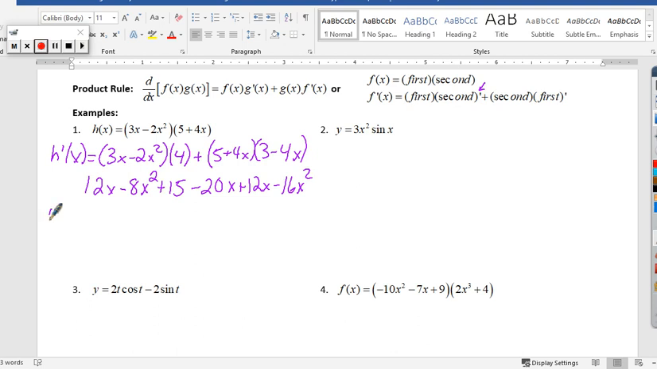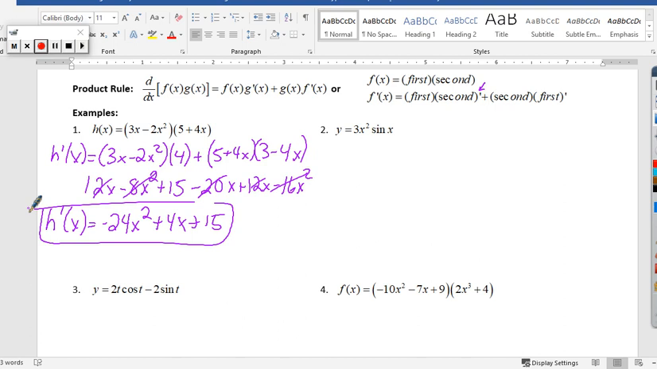So we want to combine up our like terms. We have minus 8x squared minus 16x squared, so that's going to be minus 24x squared. Combining up our x terms here, this is going to be 24 minus 20, so it's going to be a total of 4x. Whoops, not 40, just 4x. And then we have plus 15. At this point, you would factor it if you could. This is unfactorable, so this will be our final answer.